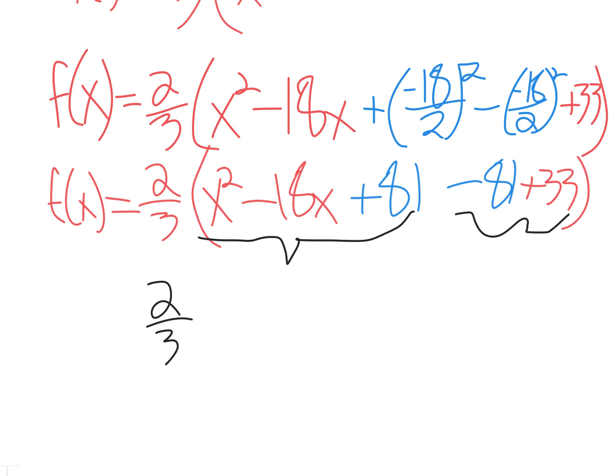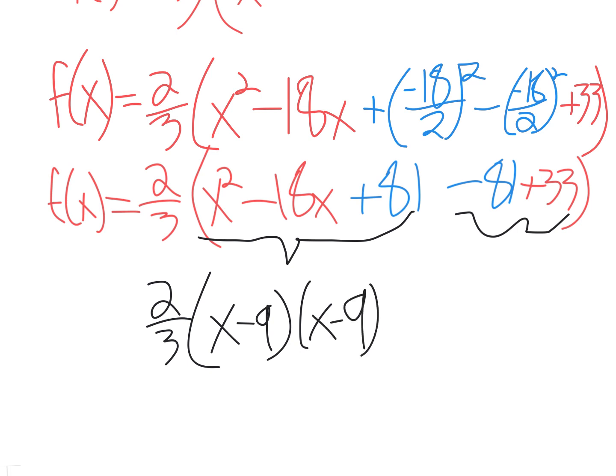And if that confuses you, just think, hey, the factors of 81 that add up to negative 18 are negative 9 and negative 9. So I can say x minus 9 times x minus 9, and then negative 81 plus 33, what is that, like negative 48?